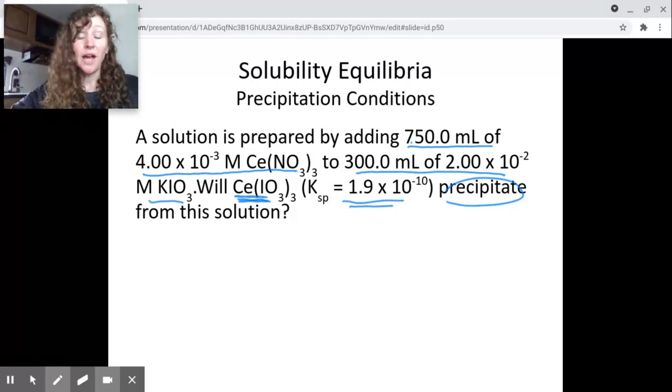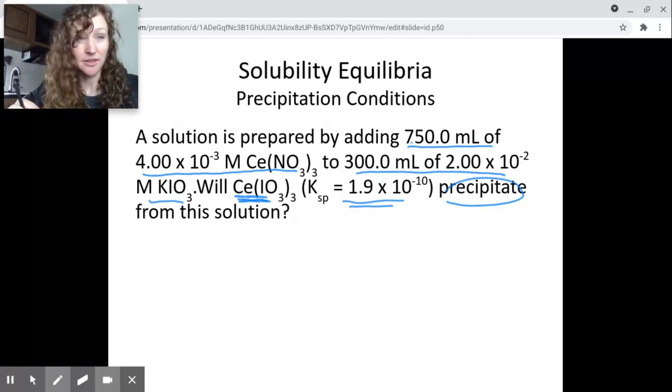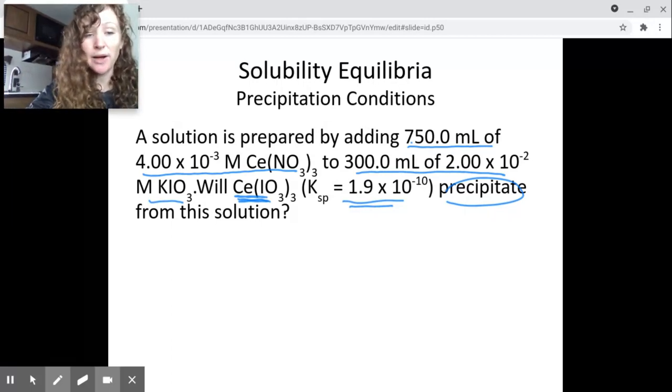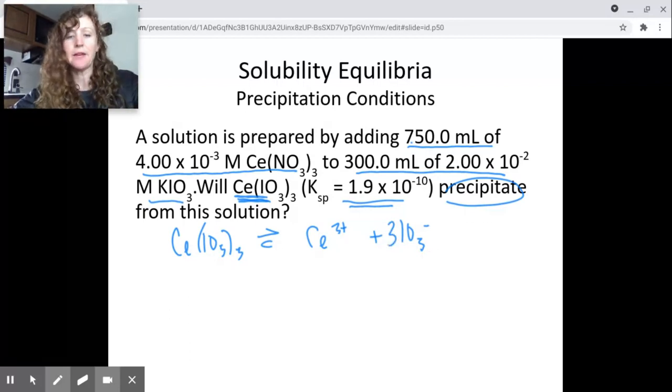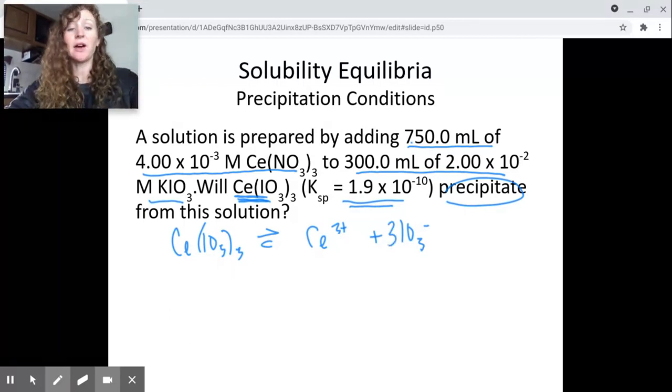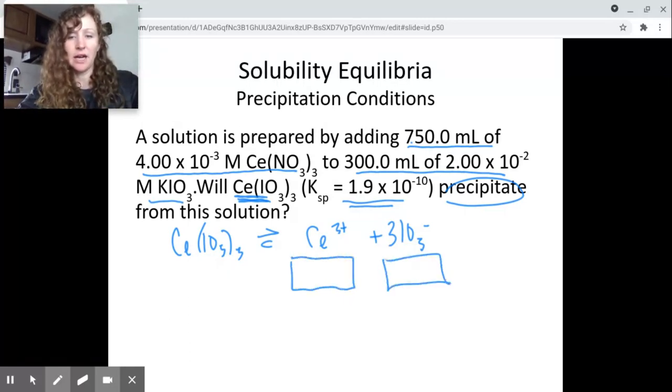Okay, so we have a lot of things present, but the reaction we care about is the one we're going to deal with. So pause here, see if you can write a reaction. The one we care about is going to be selenium iodate, CeIO3. When it falls apart, we'll get Ce plus and IO3 minus, and we'll get 3 of these. Okay, will it precipitate? So in order to figure that out, I need my initial amounts of Ce and IO3.